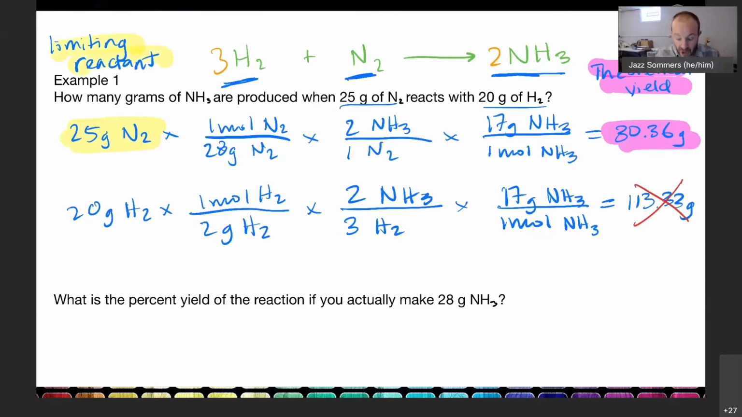You're going to have some hydrogen left over, right? Because all the nitrogen will be gone, used up. And when it's used up, you get to the 30.36 grams and the reaction stops. You're going to have some hydrogen left over. That's why we call hydrogen the excess reactant. Some of it will be left over.